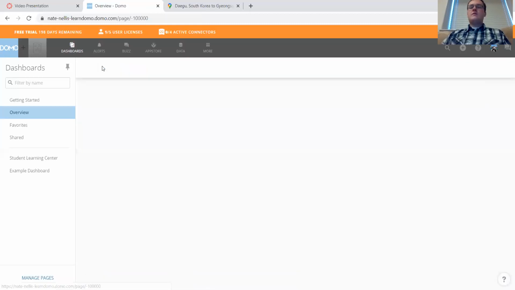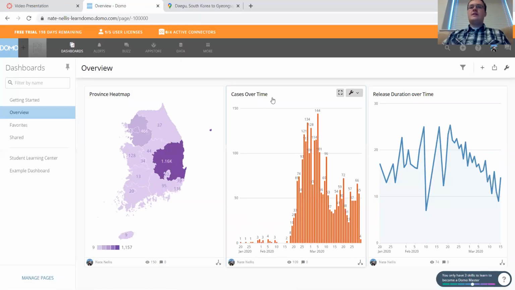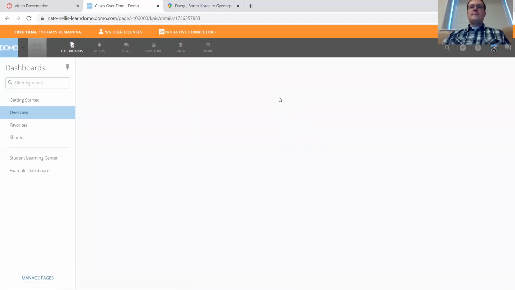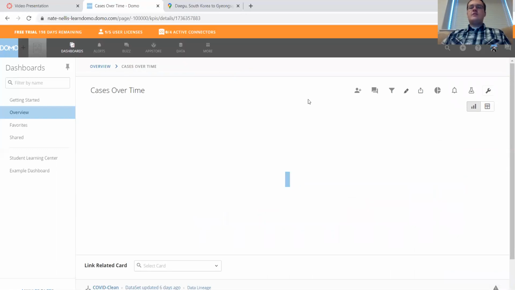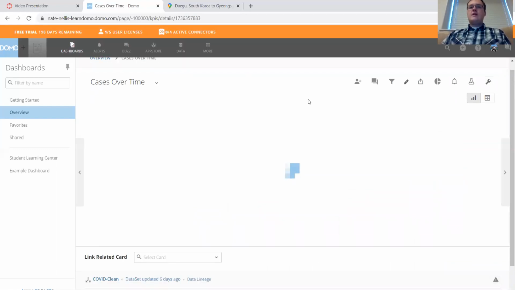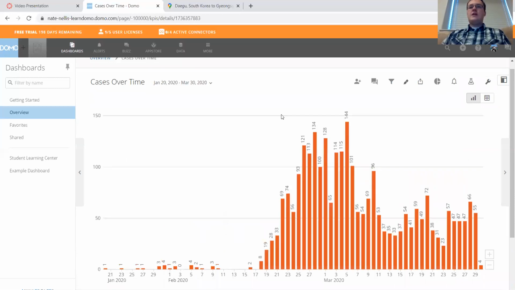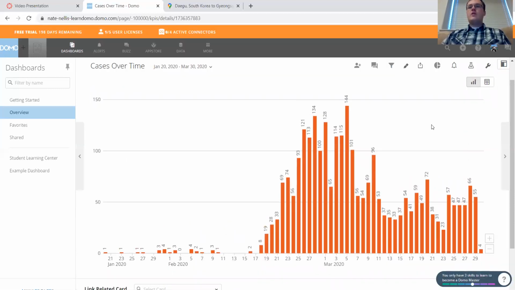Going back to our overview, the second card I want to look at is a cases over time card. This is a bar chart that's progressing, and it shows on each day how many cases of COVID-19 were confirmed on that day. And as you can see, at about the middle of February, there's a huge exponential increase, which happens. What's interesting, though, is it only happens for about 2 weeks.